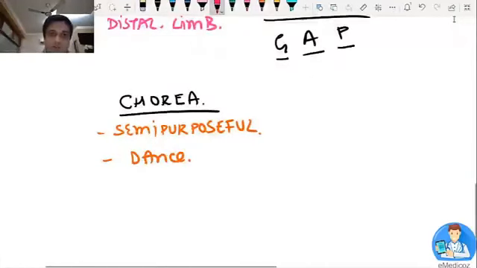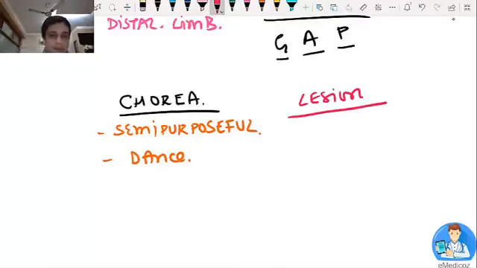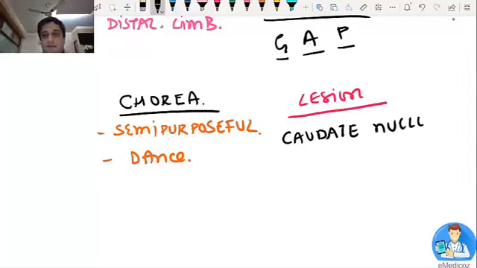Now, to cause chorea, remember this very important thing. The lesion is somewhere in the caudate nucleus. C for chorea and C for caudate nucleus, that is how we can remember it. Okay, but it's a very important topic.